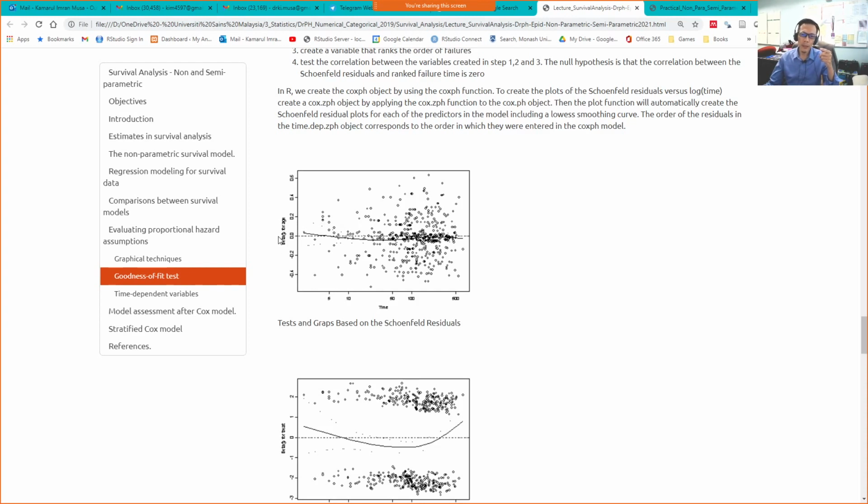So we plot the beta against time, and we can look that generally it looks okay. It looks straight, right? It looks linear. So you can say that there is unlikely violations of PH assumption here.